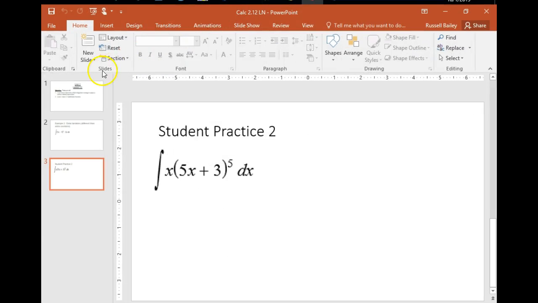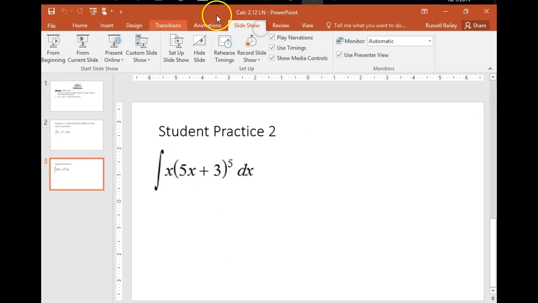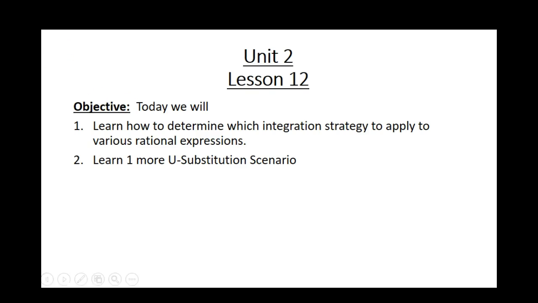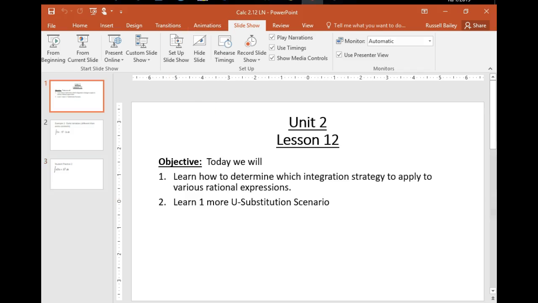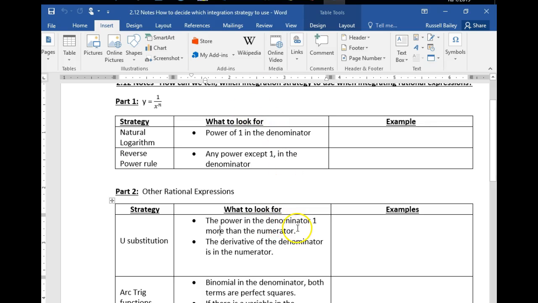Let's bring up our title for the day so we know what we're doing. I'll go ahead and pause here, and you guys can write at the top of that handout that I gave you what our objective is. Today, as promised, we're going to talk about how you can tell which strategy to use and when. And so to begin that discussion, I've given us a sheet here.